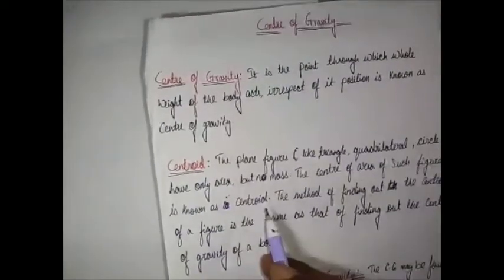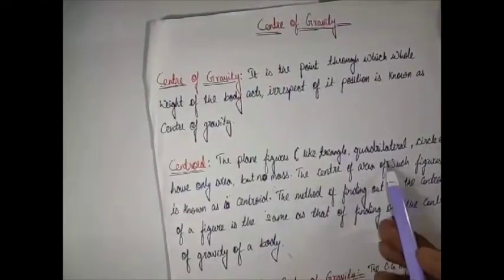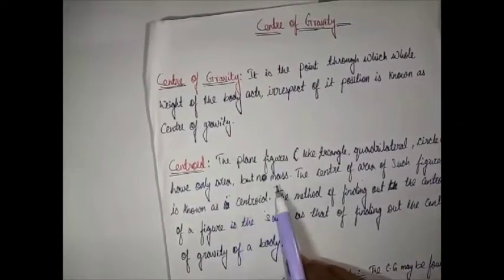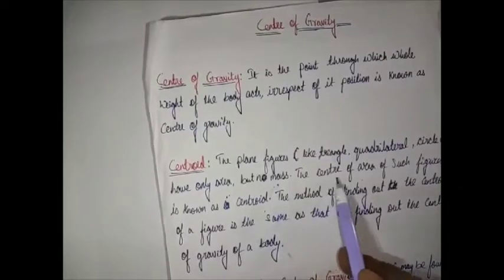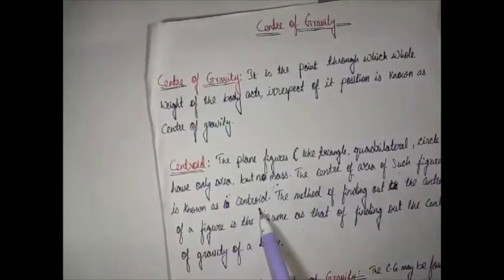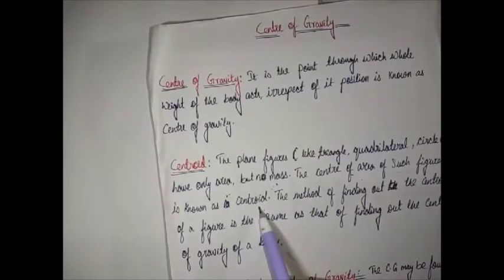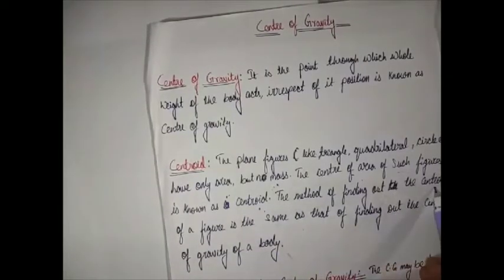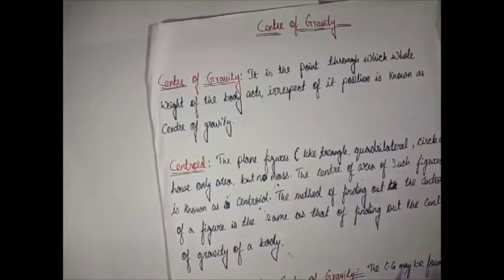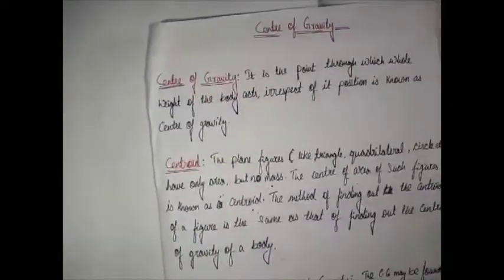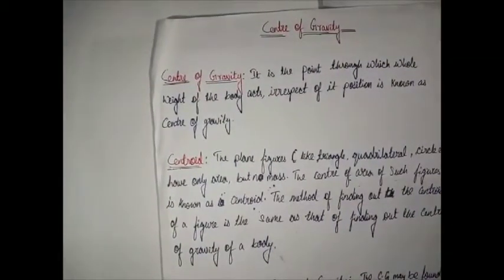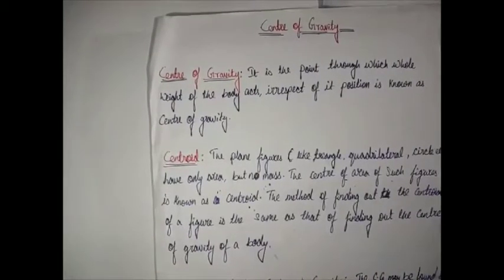Next, what is a centroid? Plane figures which have only area but no mass: the center of area of such a figure is known as the centroid. The method of finding the centroid of a figure is the same as finding the center of gravity of a body. For such figures, the center of gravity coincides with the centroid, as they have only area but no mass.